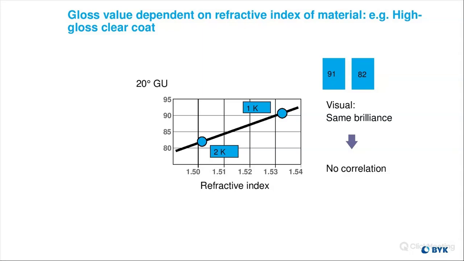So again, they look the same. We took a measurement using a 20-degree gloss meter, and we're getting a difference of 9. Again, it does not correlate to the visual. So very important to keep in mind if you're taking comparative measurements to ensure that the materials that you're comparing are made up of the same material.